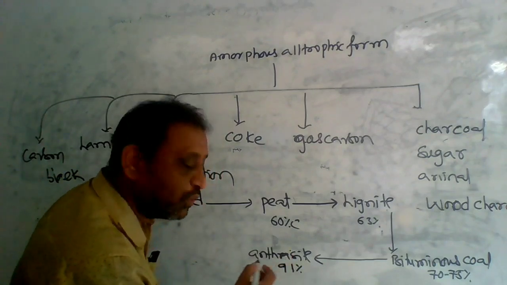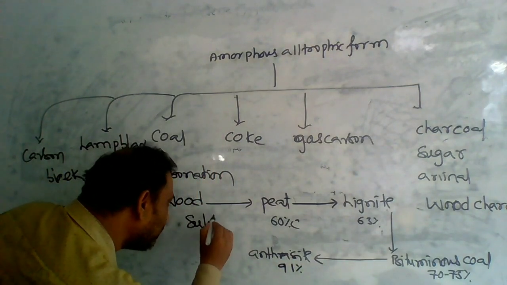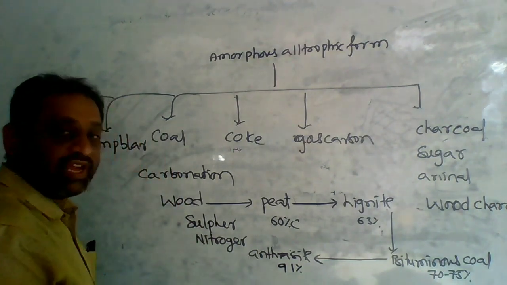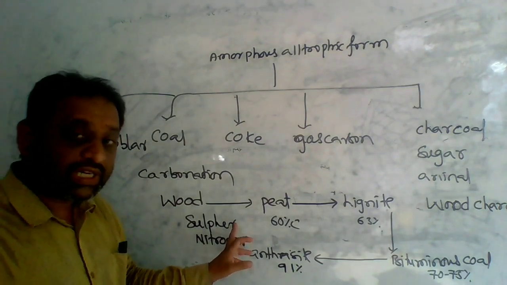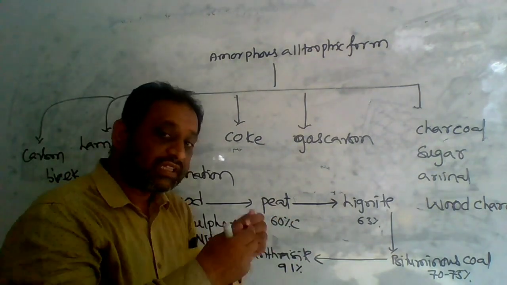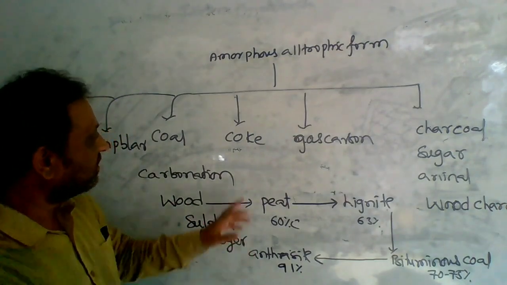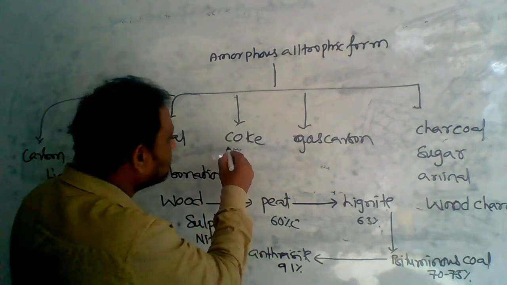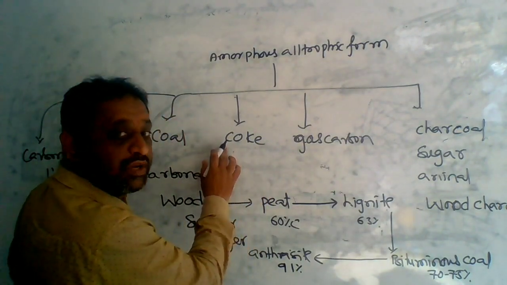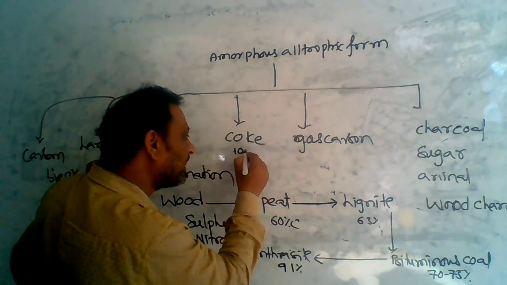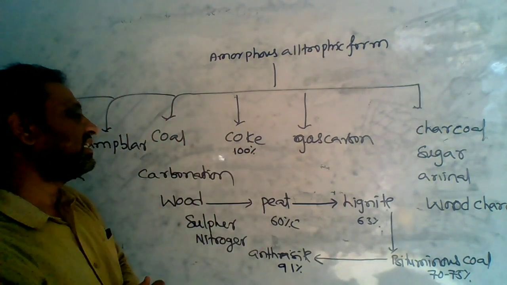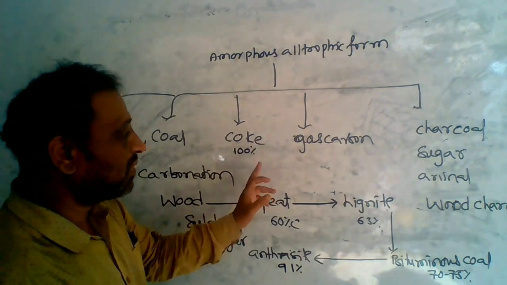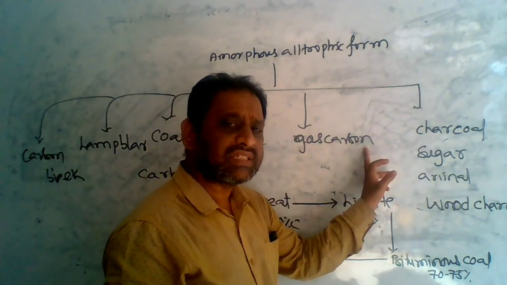Coal contains impurities like sulfur impurities and nitrogen impurities, ammonia. Nitrogen and sulfur impurities are present in coal. After the removal of impurities, we get the pure form. That pure form is called coke. Coke is the purest form of carbon. It contains nearly 100% carbon. Gas carbon is nothing but vaporized carbon.